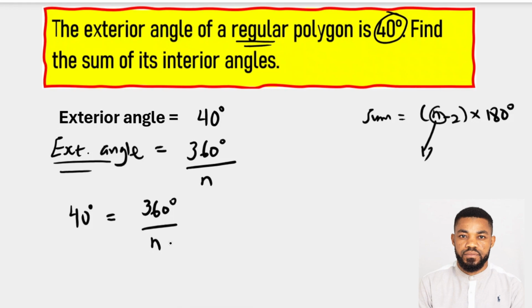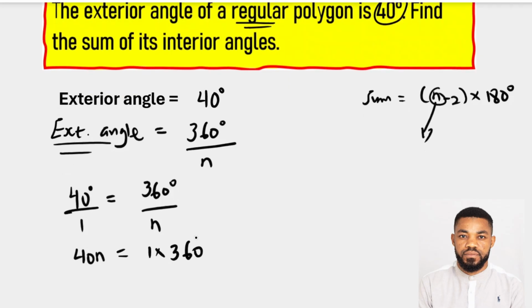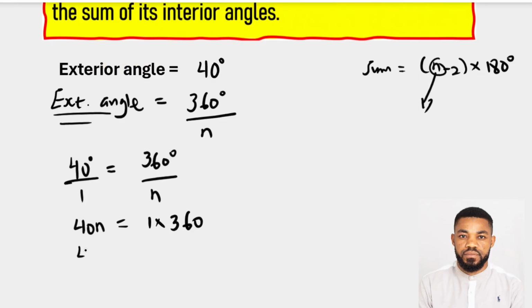So this equation can help me find the value of n. And how do we do that? We can just do cross multiplication, or you multiply through by the LCM, and the LCM is n. Any of the methods can be used here. So I want to do cross multiplication. Remember, this is 40 out of 1. So now n times 40, we're going to get 40n, and that is equal to 1 times 360. So I'm going to get 40n equal to 360 times 1. We're going to get the same thing.